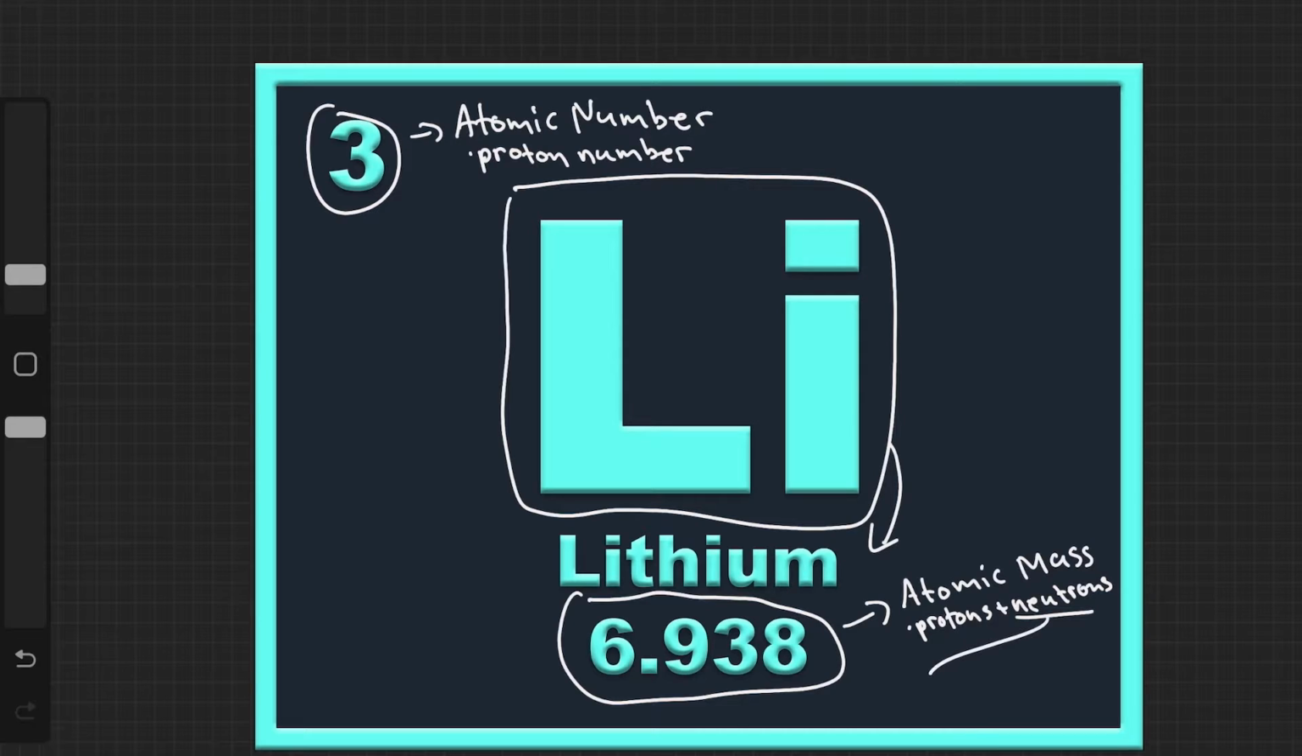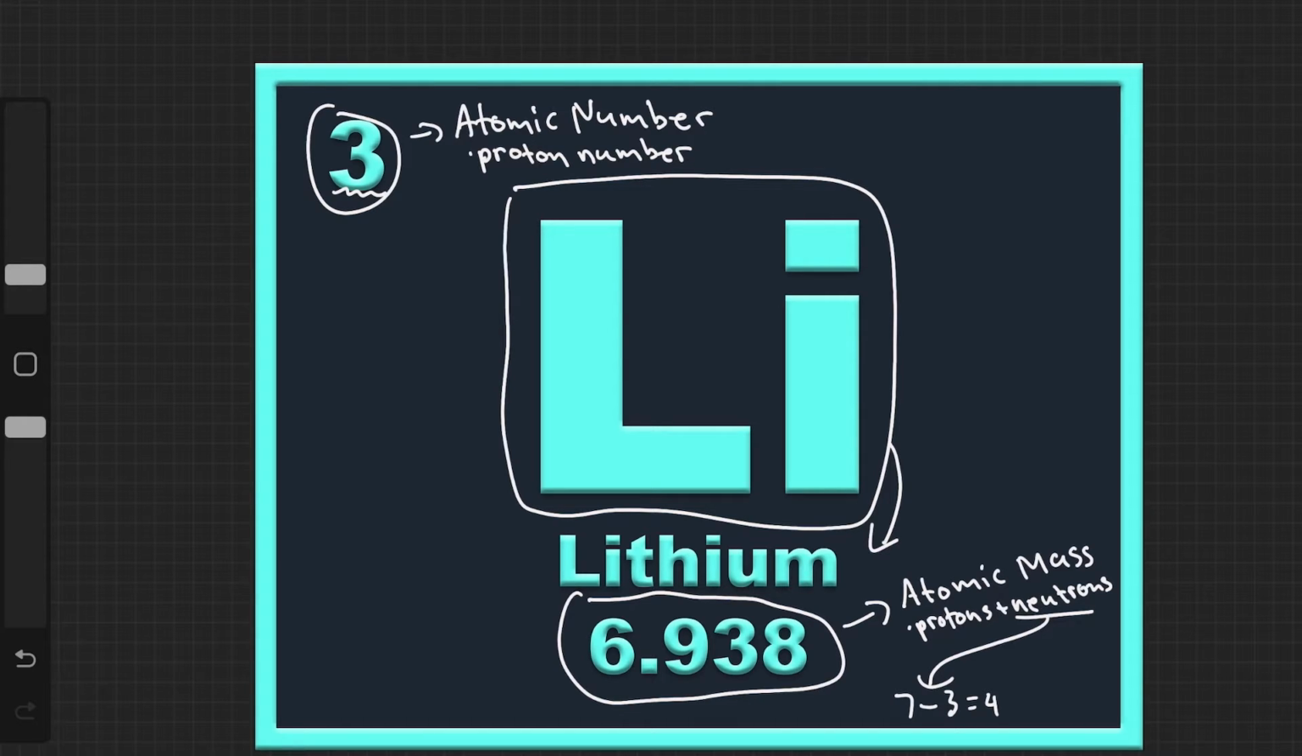To get the neutron number, we need to take the atomic mass and round it off to the nearest whole number. So 6.938 is 7. And then we have the atomic number, 3. So to find the amount of neutrons, we need to subtract the atomic number from the atomic mass, which in this case is 7 minus 3, 4. So now we know that lithium has 4 neutrons.